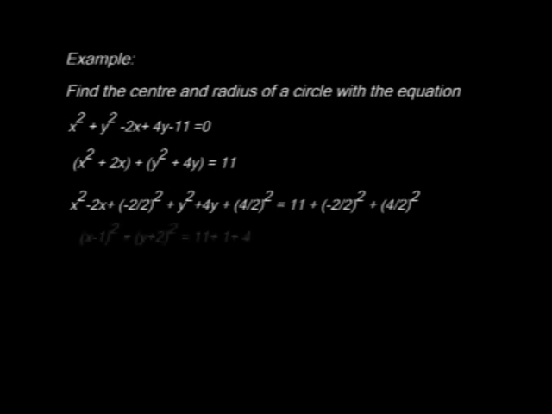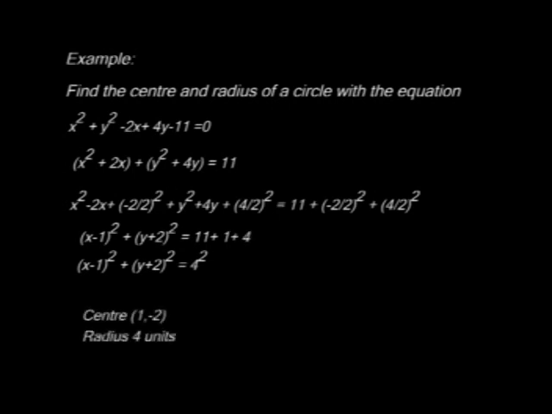For each pair, we complete the square if you remember your quadratic equations. That is, we make it a perfect square. So we shall have (x minus 1) squared plus (y plus 2) squared is equal to 11 plus 1 plus 4. And we shall have (x minus 1) squared plus (y plus 2) squared is equal to 4 squared. Relating this to the equation of a circle, you'll find that the center is at 1, minus 2 and the radius is 4 units.